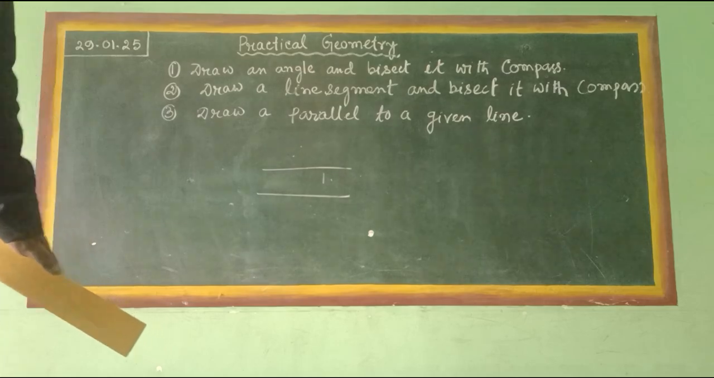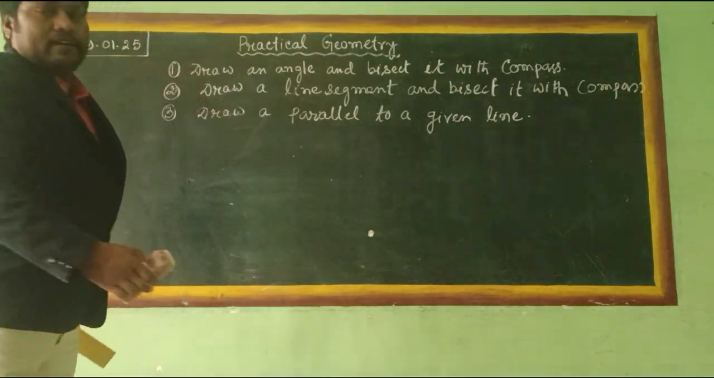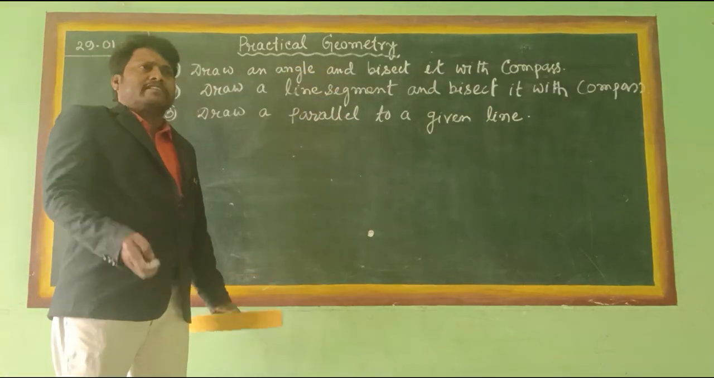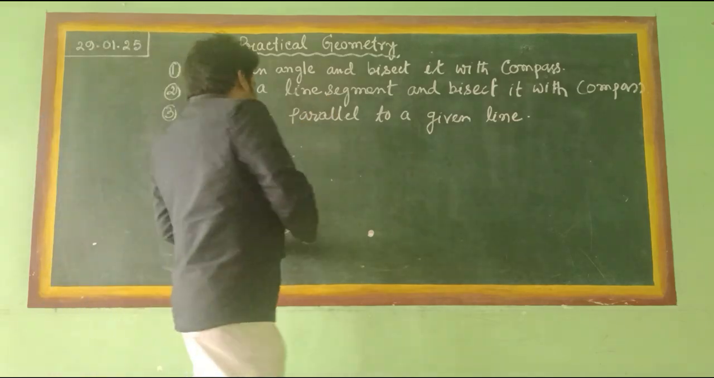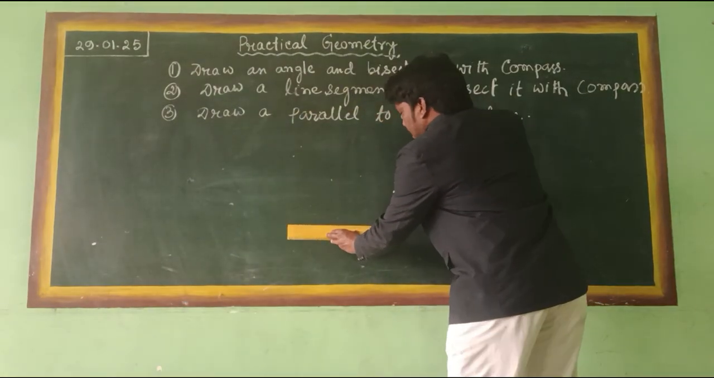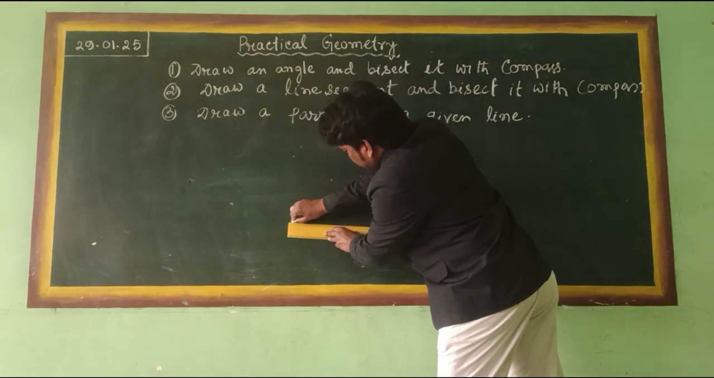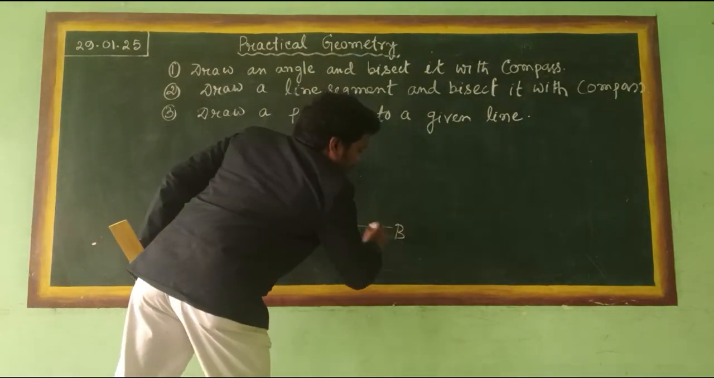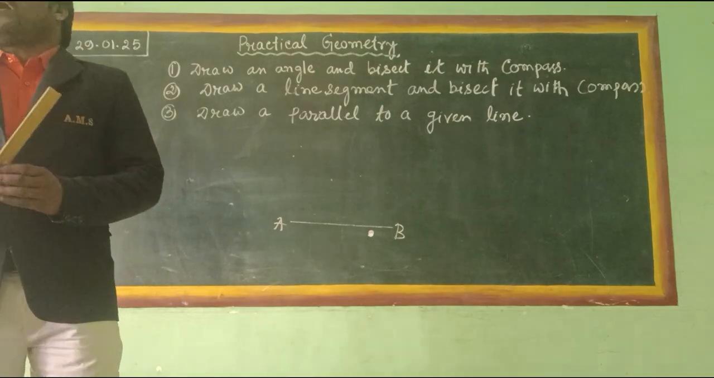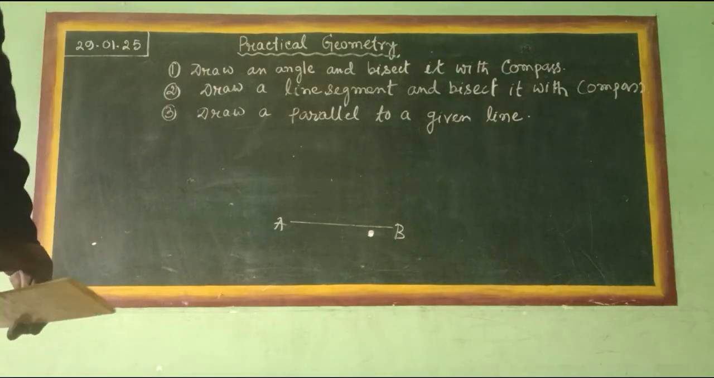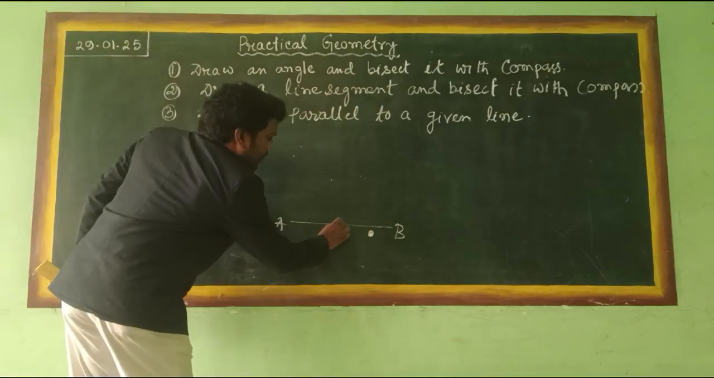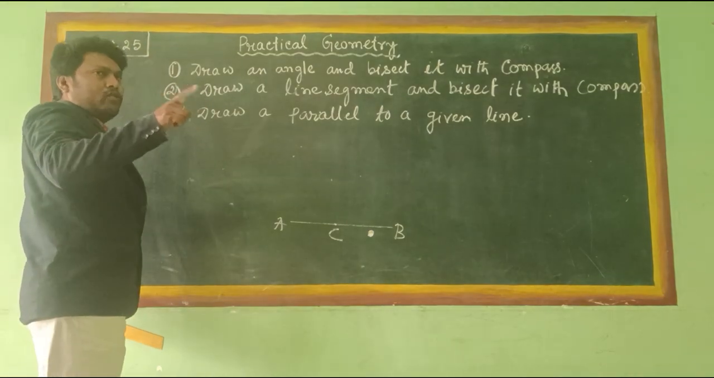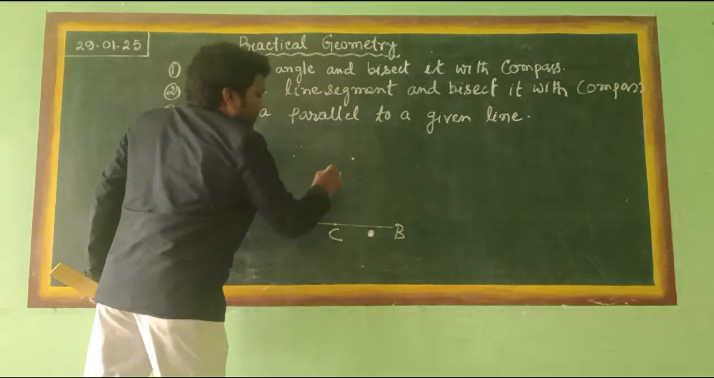So now I am starting to draw the parallel line. What is the question? Draw a parallel line to a given line. That means the line is given. Suppose AB is 10 centimeter, or you may take generally any measure. Give the name AB. So how to draw a parallel line? There are some rules. At first, you have to take a point on the line. Suppose it is C. And also, you should take a point outside the line.